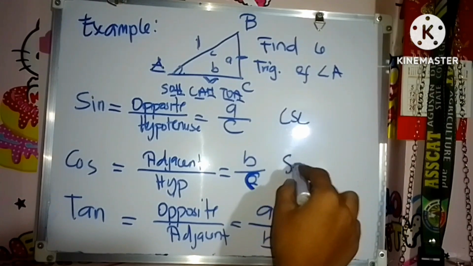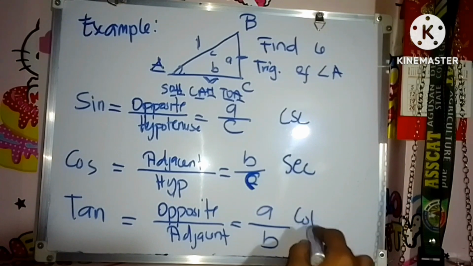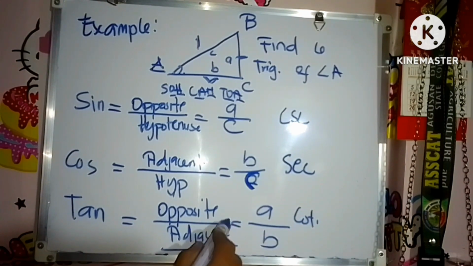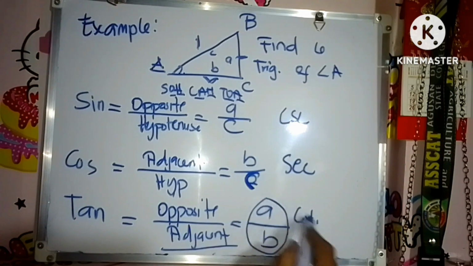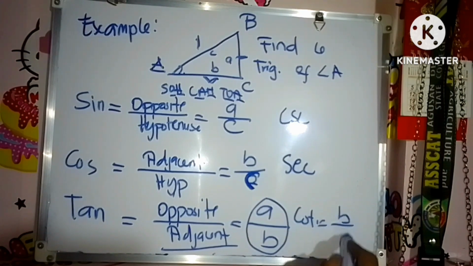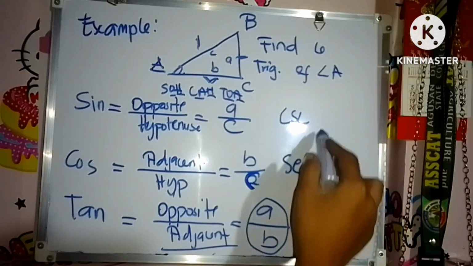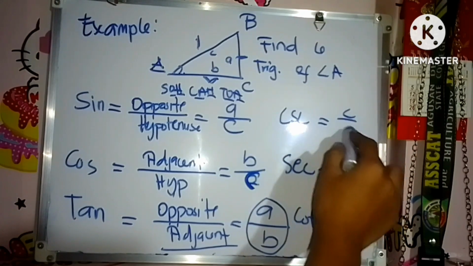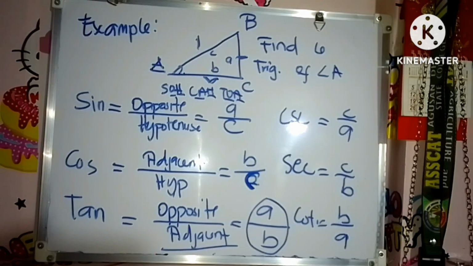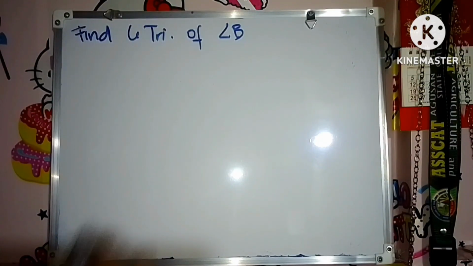Next is the inverse or the reciprocal of sine, cosine, and tangent, which is the cosecant, secant, and cotangent. The reciprocal of tangent, the cotangent, is B over A, and the secant is C over B, and cosecant is C over A.